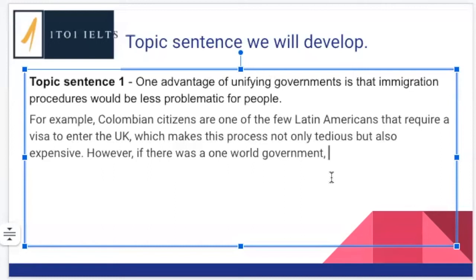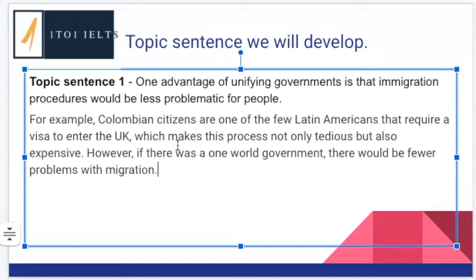How would we have a solution to this? Yeah, there would be less problems with migration. So we said not less. What should it be? Because problems are countable, Mary. Good. Fewer problems with migration.